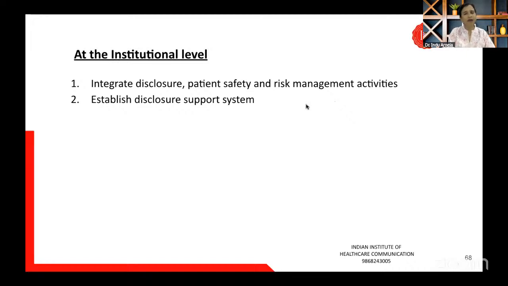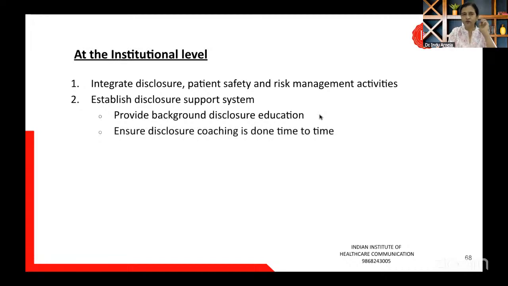So we have to have a disclosure support system where people know that in case an error happens, whom should I escalate to? Whom should I report to? What can be done? Rather than hiding or sulking or covering up, is there a way that I can get help from my system? And then of course for that you need to provide background disclosure education, and then coaching them, training them how to go about doing it, and then providing emotional support for healthcare workers.